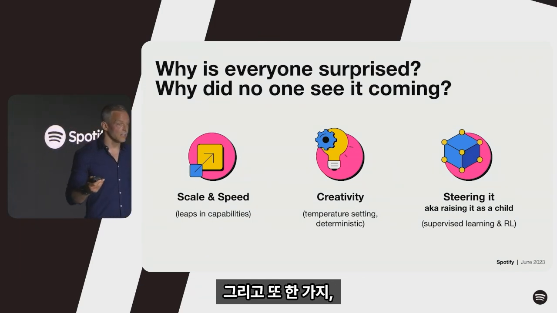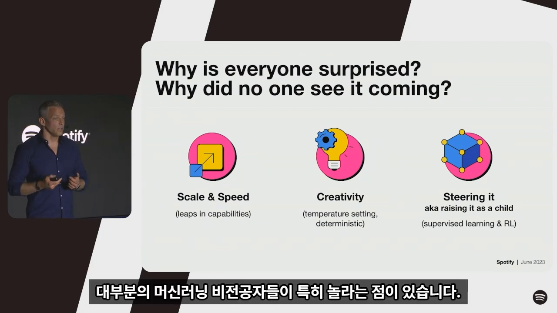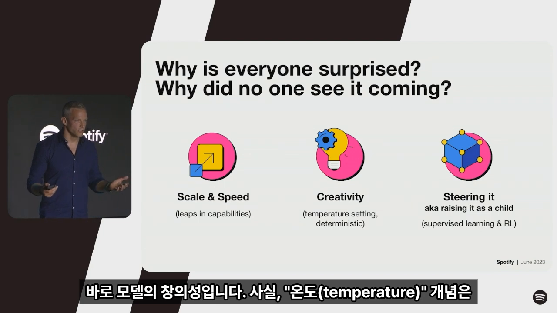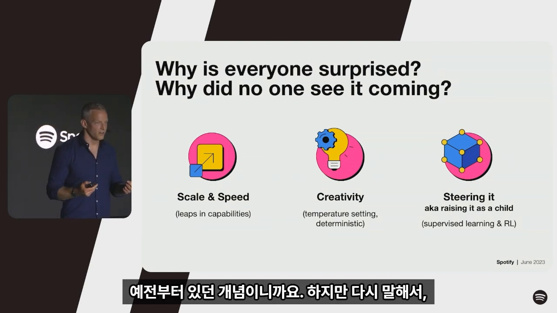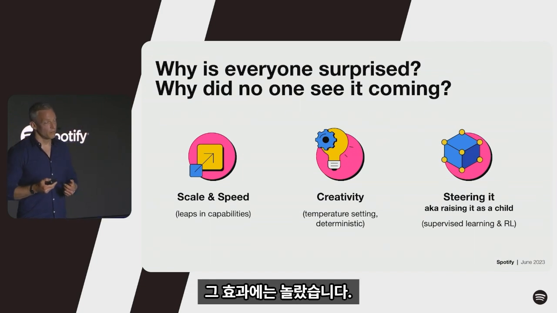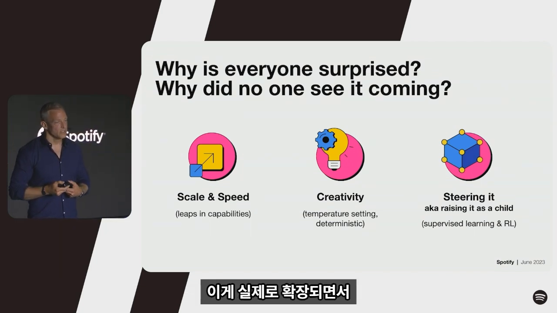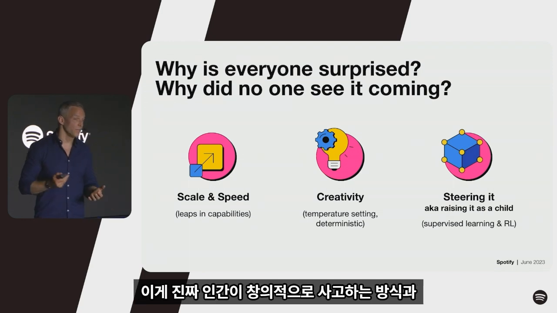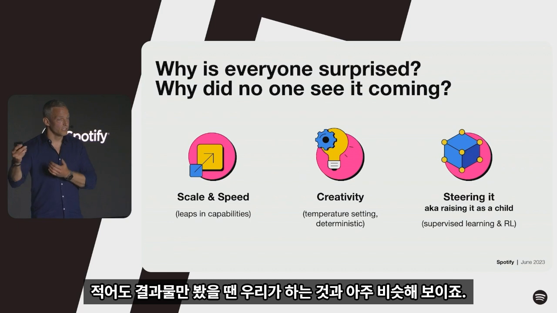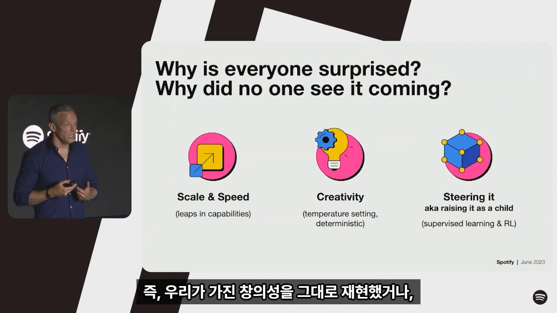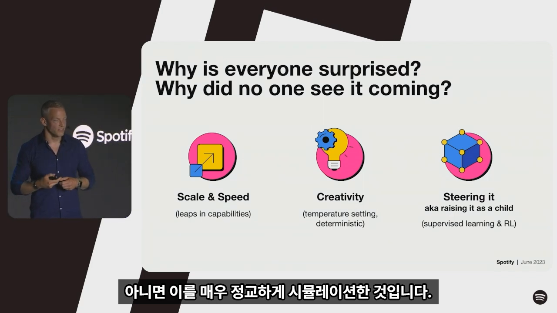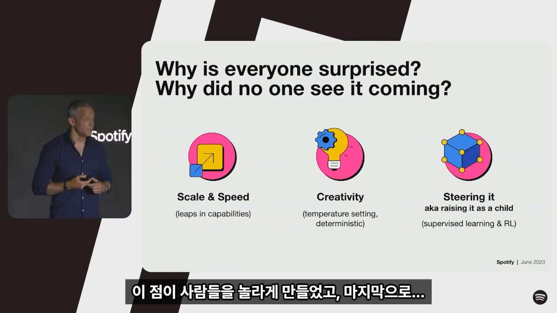The other thing that I think is surprising to most non-machine learning people is this creativity thing. Now, the temperature notion was not surprising to people in machine learning. It's been around forever. But again, the concept was there, but even machine learning people were surprised that it actually scales to something that looks very much like human creativity. It is very, very much unknown if this is what we do, but certainly the result looks like what we do. So either we got the type of creativity that we have, or we managed to simulate the type of creativity that we have. And that surprised people.